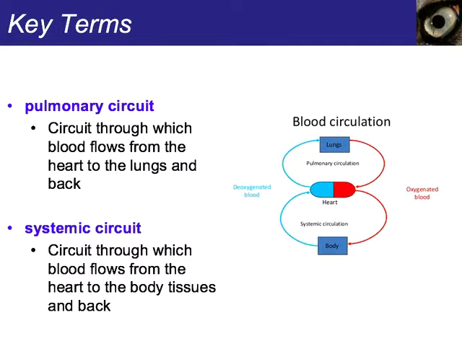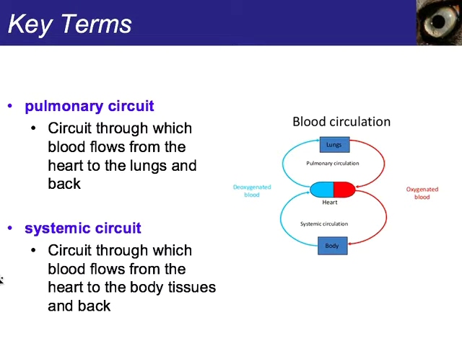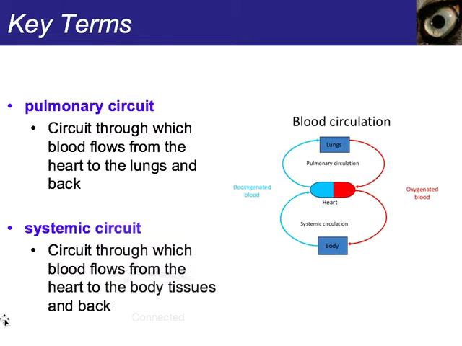The pulmonary circuit is the circuit in which blood flows from the heart to the lungs and back. So think about this. If someone has pulmonary disease, that means that blood is not being exchanged from the heart to the lungs and back correctly, and so the body is not getting enough oxygenated blood. Systemic circuit is the circuit through which blood flows from the heart to the body's tissues and back. So pulmonary is blood flowing between the heart and the lungs, and systemic is blood flowing from the heart to the rest of the body.